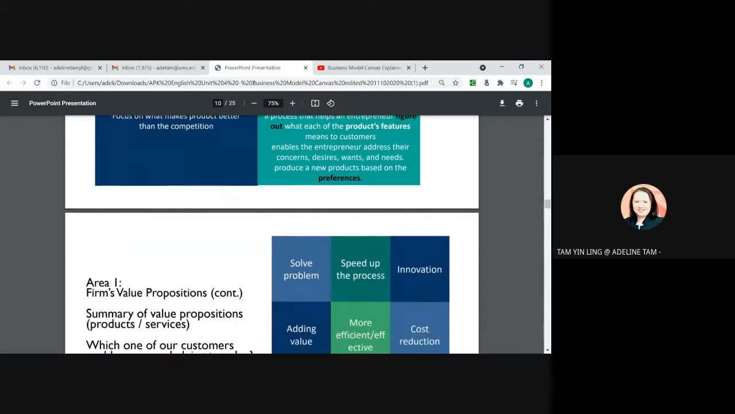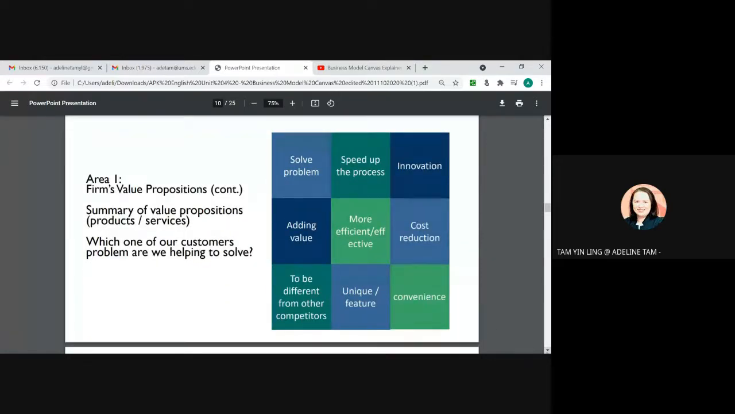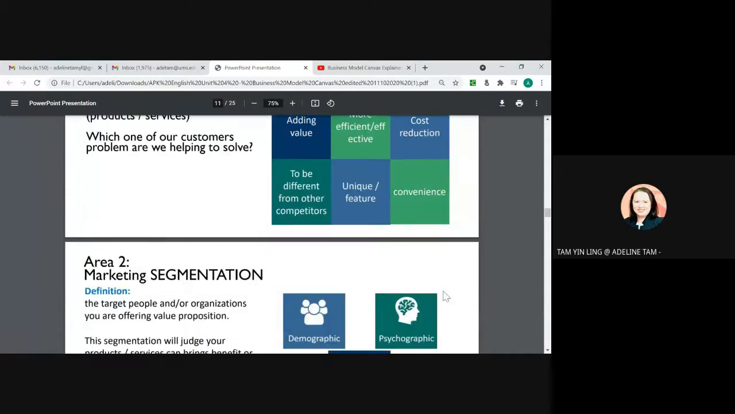So when you look at value proposition, like I said just now, there are many. These are some of the examples: solve problem, make it more efficient, speed up, innovation, cost reduction, efficiency or effectiveness, adding value, different, unique, and convenient or accessible, meaning that customers find it very easy to buy your product. So this is the first area.